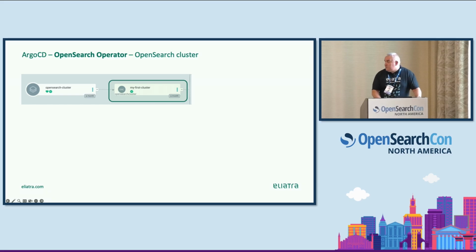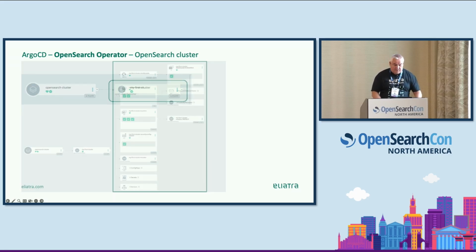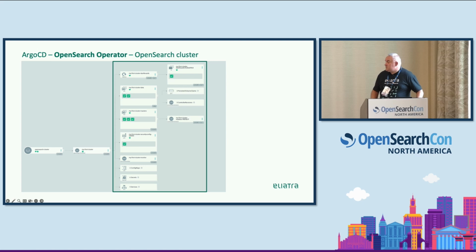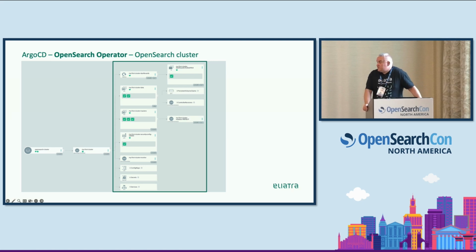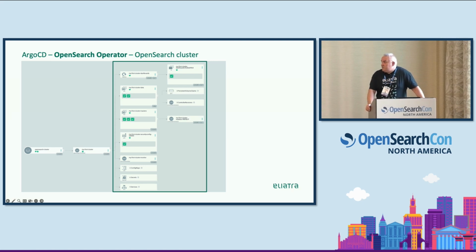So the next step will be the creation of the object for the OpenSearch operator. So it's called OpenSearch cluster, with the manifest that we sourced from the GitLab. And at the end, we will see the full deployed OpenSearch cluster, of course, with all the secrets and objects. That will give us the full picture of what we have inside the cluster.